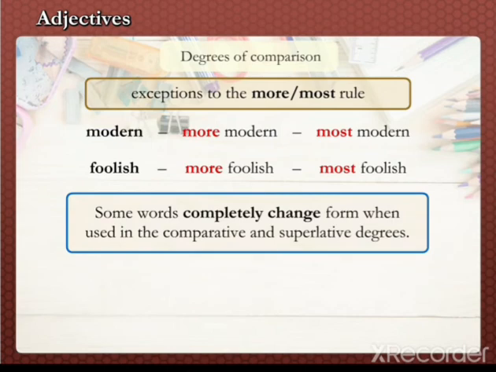Finally, there are some adjectives that completely change form when used in the comparative and superlative degrees. For example, the comparative degree of the word little is lesser and the superlative degree is least. The comparative degree of the word good is better and the superlative degree is best.